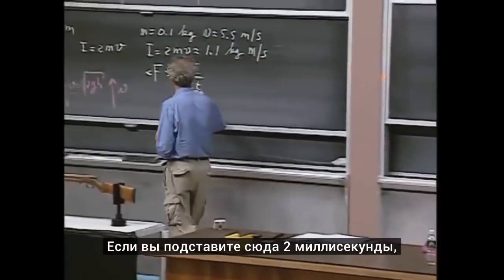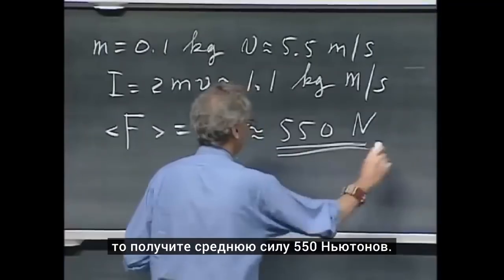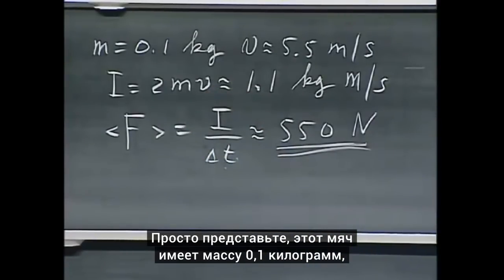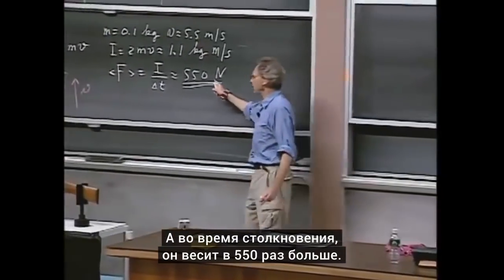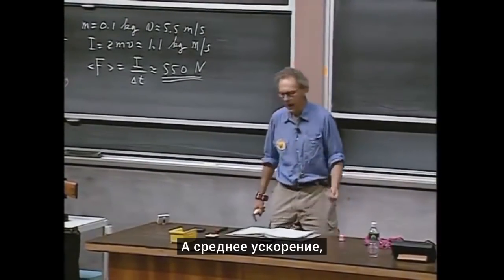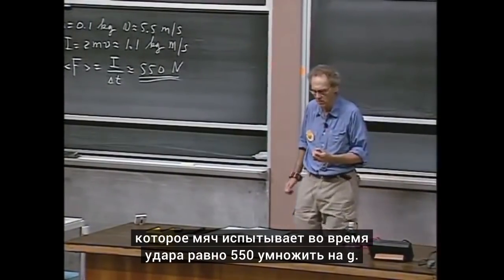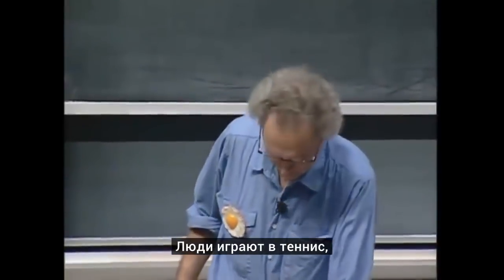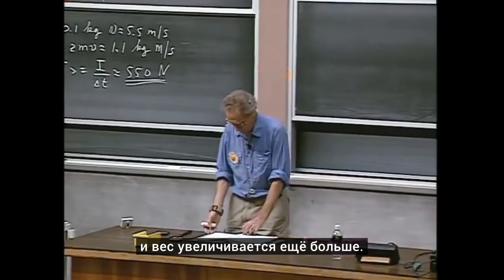And so if you substitute 2 milliseconds, then you get for the average force 550 newtons. Just imagine, this ball has a mass of 0.1 kilogram. The weight is 1 newton. And during the impact, it weighs 550 times more. What an incredible weight increase. And the average acceleration that it experiences during the impact is 550 times g. People play tennis, and they have speeds of hundreds of miles per hour. Speeds are way higher than we have here, 10 times higher. And so the weight increase is even more.